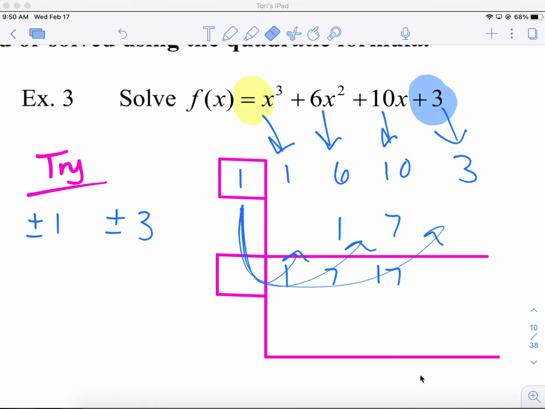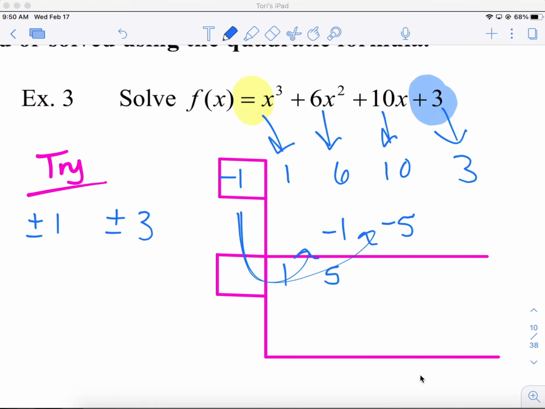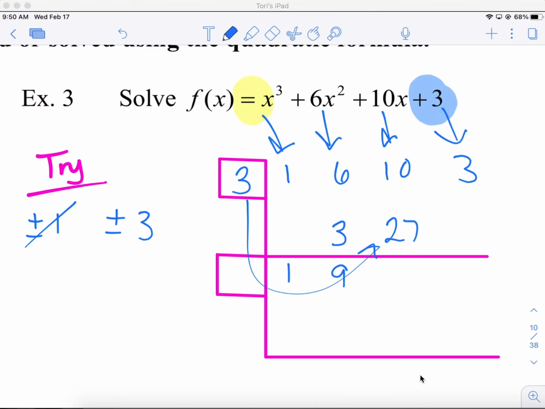Way too big, right? I know that's not going to work. Let's try a negative. Bring down the 1, multiply, add them together, multiply, add them together, multiply. Not going to make that 3. All right, so 1 is not going to work. Let's roll with our 3. I'm going to check the positive one first. So 1 down, multiply, 3. Add down gives me 9, multiply, 27. Whoa, way too big.